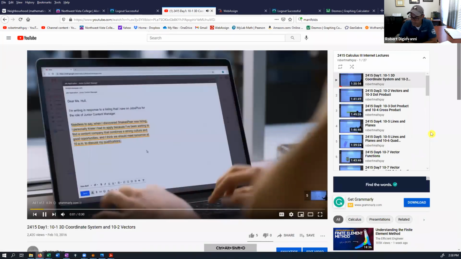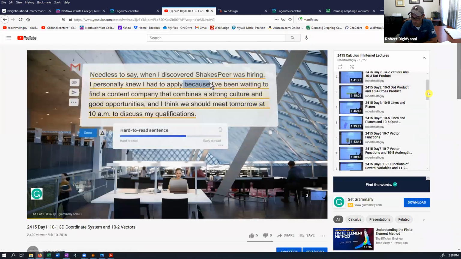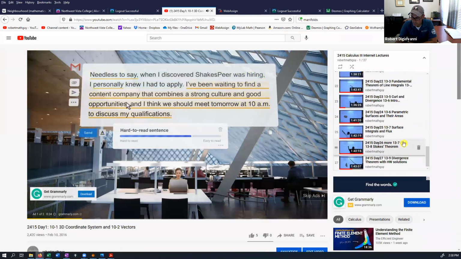Writing's not that easy, but Grammarly can help. This sentence is grammatically correct, but it's wordy and hard to.